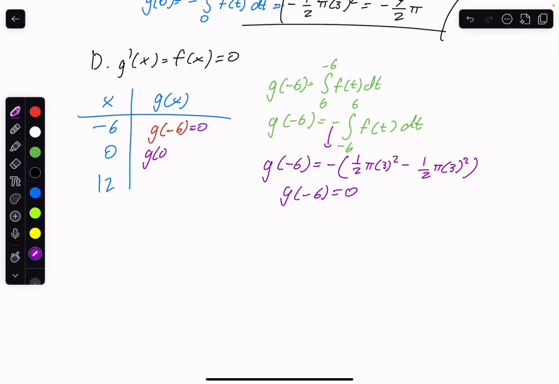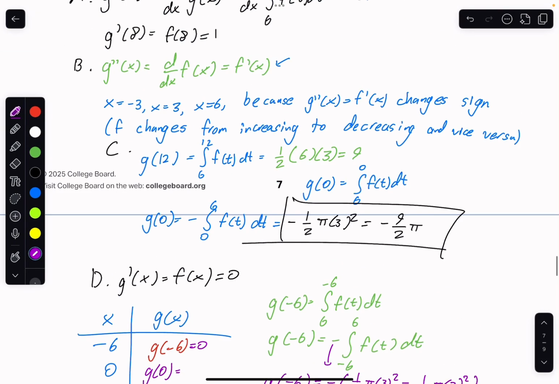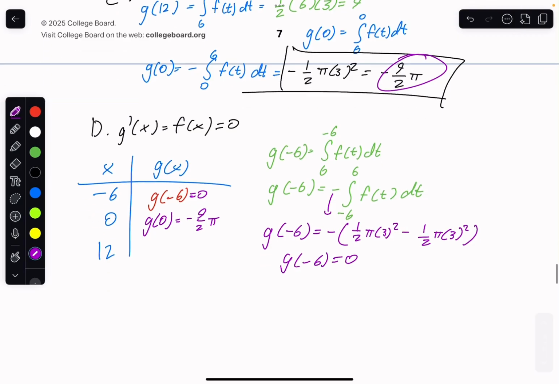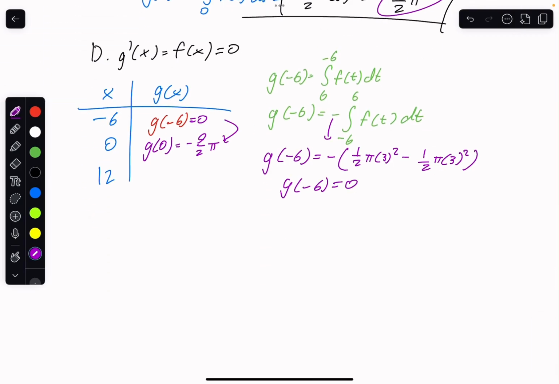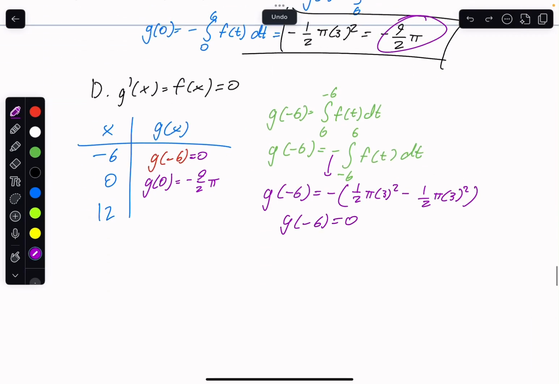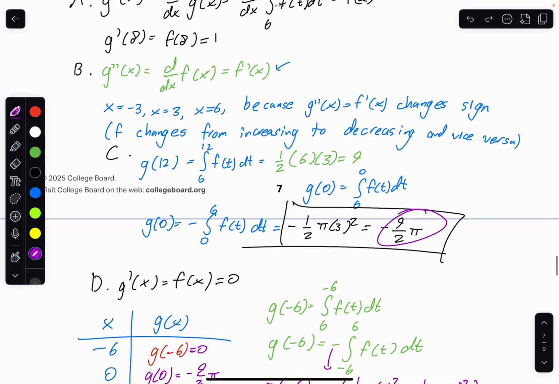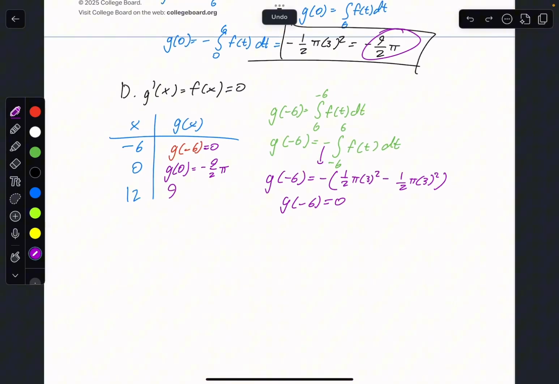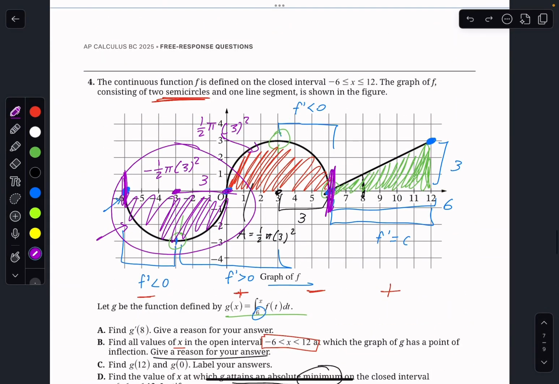G of 0, we already found the answer to that, I believe. Yeah, we did. It's going to equal negative 9 over 2 pi. Negative 9 over 2 pi like that. That is less than 0, so that is a potential candidate already. Now, g of 12, what do we find g of 12 to be? It's equal to 9. That's quite high. That's more than 0 and negative 9 over 2 pi. Now, we considered all of our endpoints except for one.